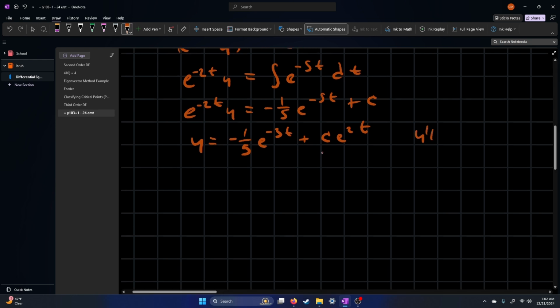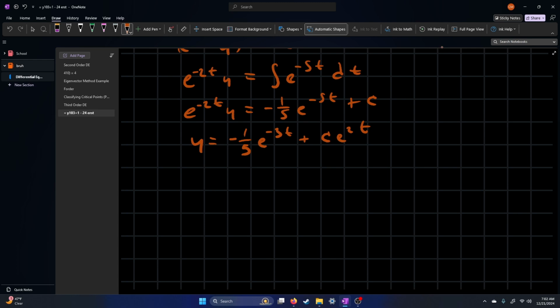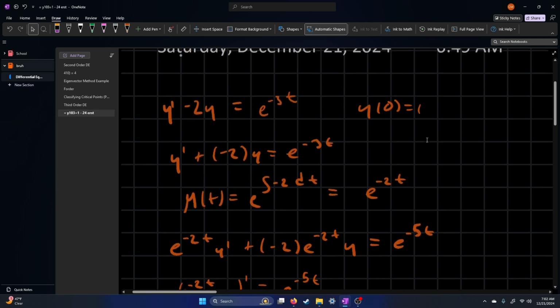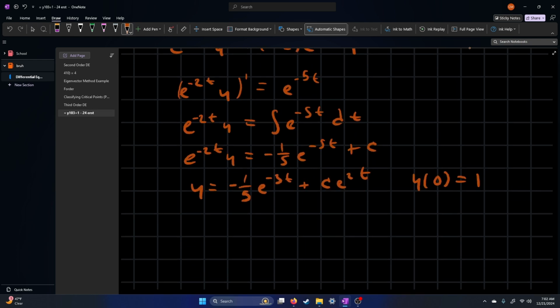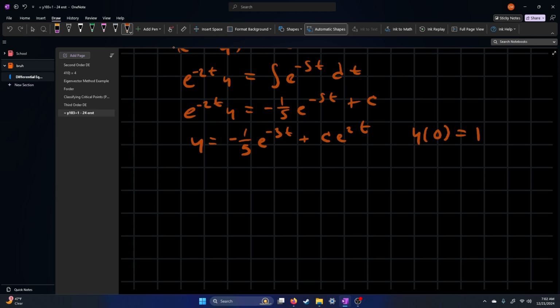And so we have our general solution, and now the initial condition, which was, I believe, 1? Yes, 1. So really this is y of 0. So we solve for this constant of integration. So, 1 is equal to negative 1/5 plus c. And so c is equal to 6/5.